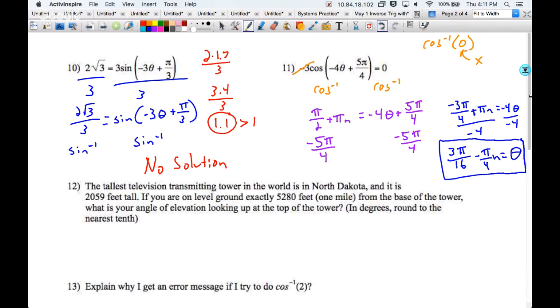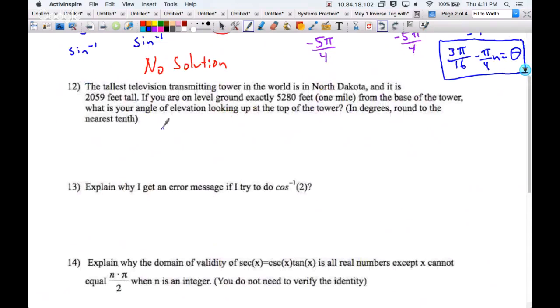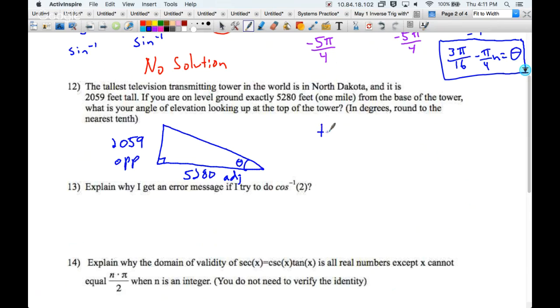All right, number 12, we need to know what angle of elevation is. Angle of elevation, if I was to draw this out, like this, is that angle right down there, from the ground to some line that is intersecting the ground. In this case, it's our eye line looking up at the top of the tower. This side over here is 2059. This side down here is 5280. All right, this is the opposite. This is the adjacent. Opposite and adjacent tells me that I want to use tangent.